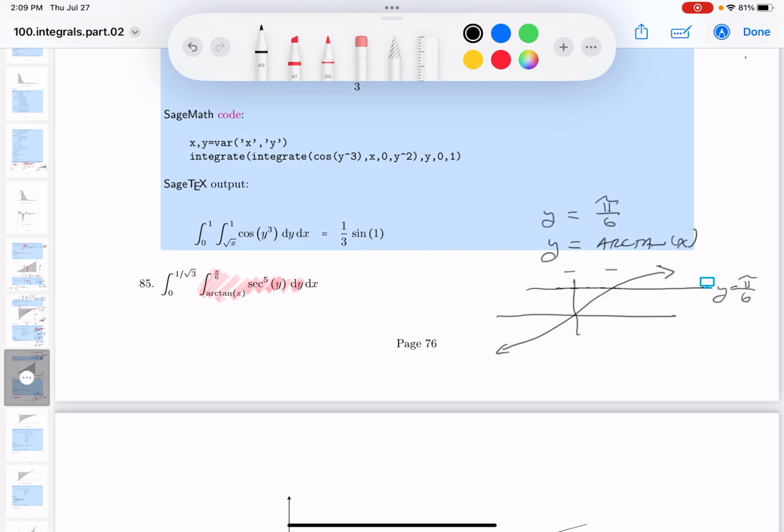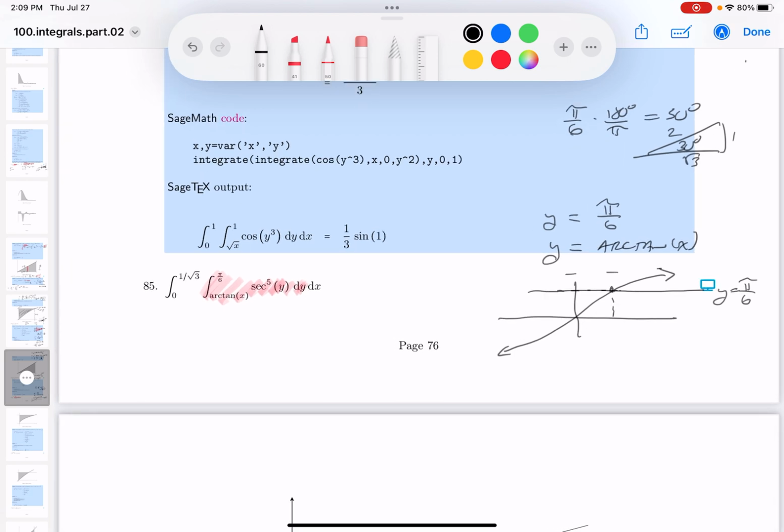Let me talk about what the x is for that. So pi over 6 times 180 degrees over pi, that would be 30 degrees. Now 30 degrees looks sort of like this over here. I'm just trying to get a feel for the ratio. Very famous triangle: 1, 2, root 3. So the tangent of 30 degrees would be 1 over root 3. So this number over here is 1 over root 3.